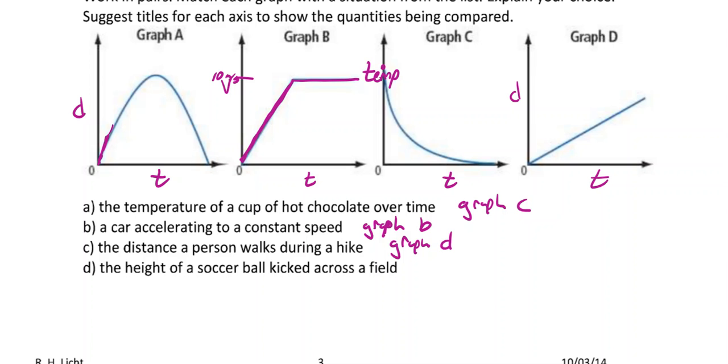It slows its speed, and then it comes to a place where it gets to the top. It comes to a stop at the top, and then it starts coming back down again. Does that make sense? Okay, so this would be graph A.